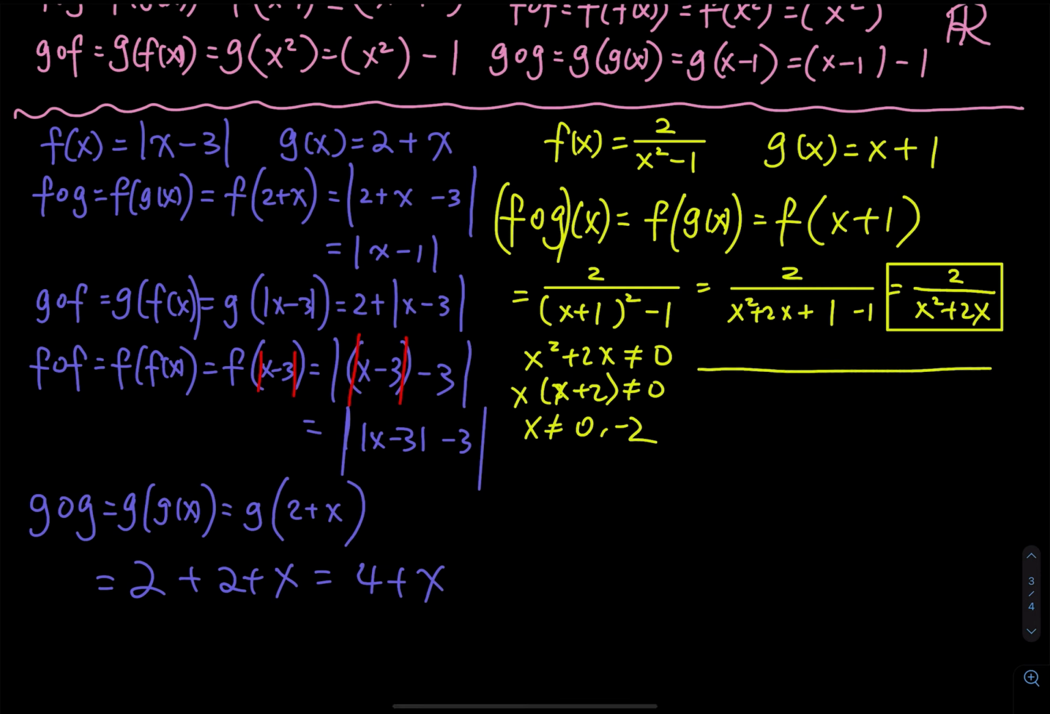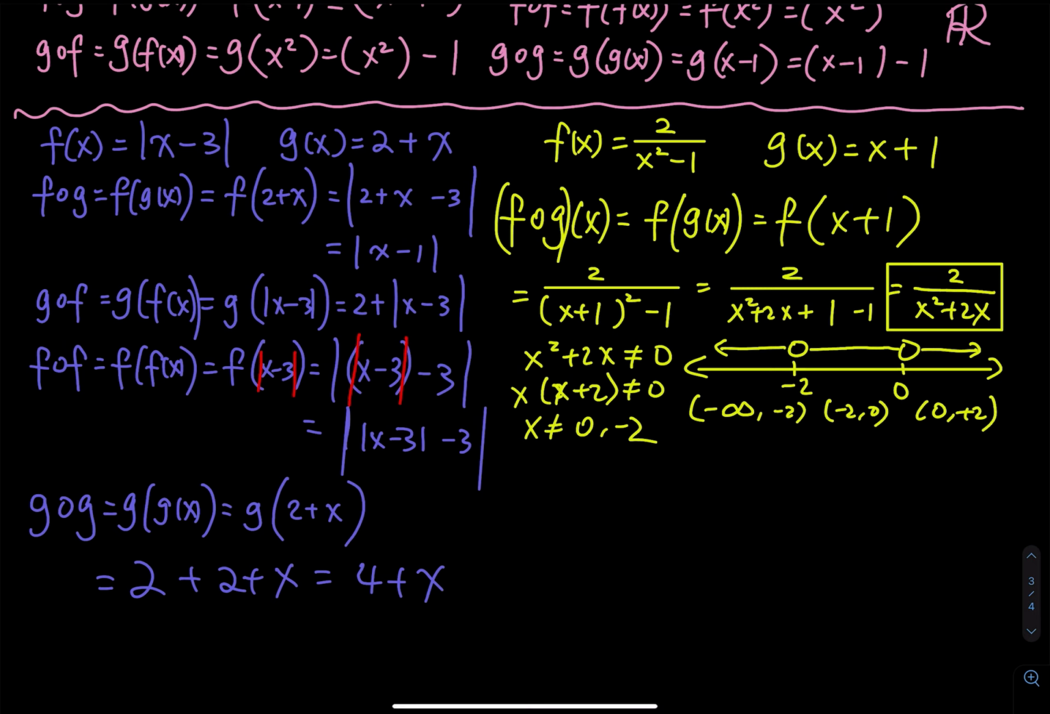And then for the domain, you draw a line like that. So this is negative 2, this is 0, no negative 2, no 0. x can be anything else. So for the interval, that is negative infinity to negative 2, negative 2 to 0, and 0 to positive infinity. So for inequality, this is x less than negative 2, between negative 2 and 0, and x greater than 0.